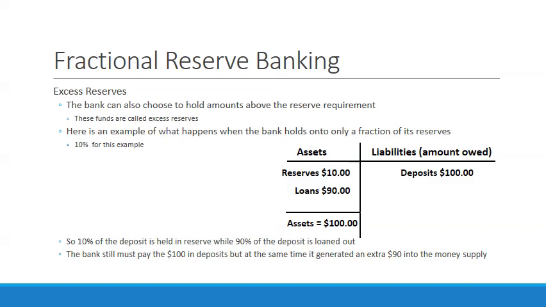So now there's $190 in the money supply. That's how banks can generate inflation within the economy. So the money supply went from $100 to $190 because of the requirement that banks only hold a fraction of their reserves. Now, as that reserve requirement increases, you'll notice, of course, the amount of money in the money supply will decrease. If it's 50%, if it's 60, if it's 70, then the amount of money that has to be held in reserves increases while the amount of loanable money goes down.